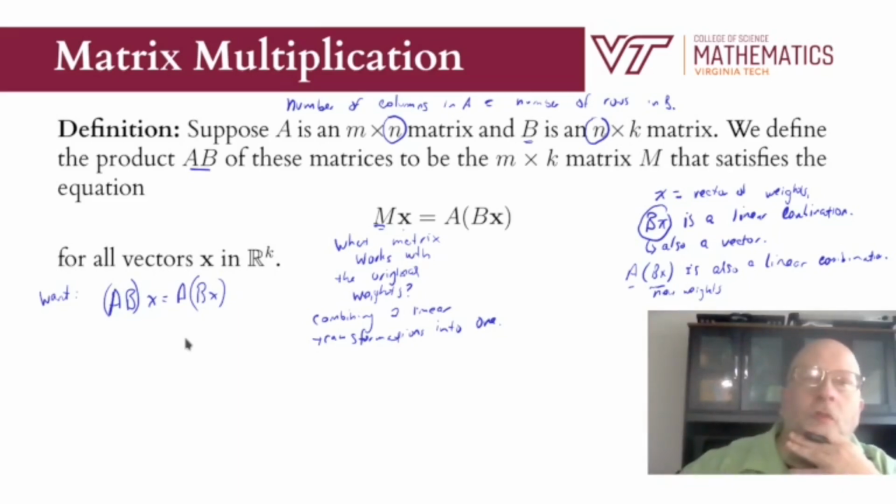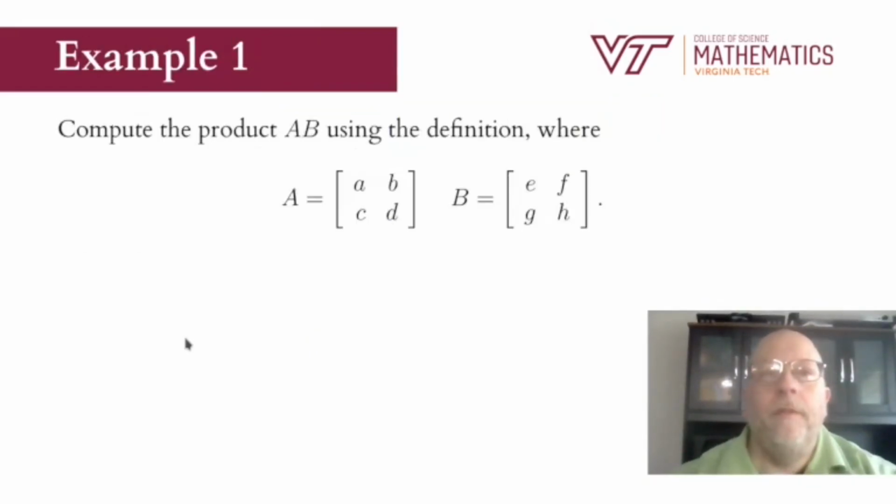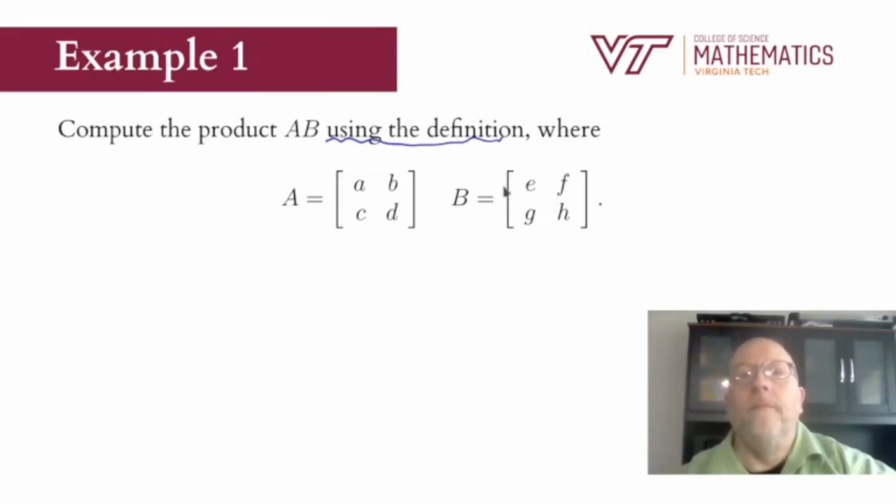So there's a long way to do this, and I'm going to do one example the long way, and then after that, I'm going to show you a shortcut to calculate this product AB. But I want to do one example the long way. Let's see that. We're going to compute this product using the definition. So I need an original set of weights. And let's just call those weights X and Y.